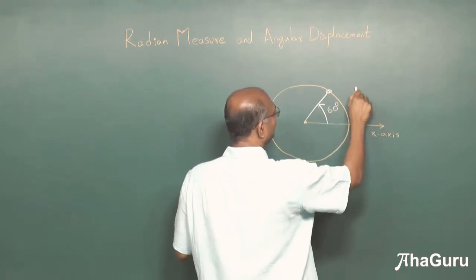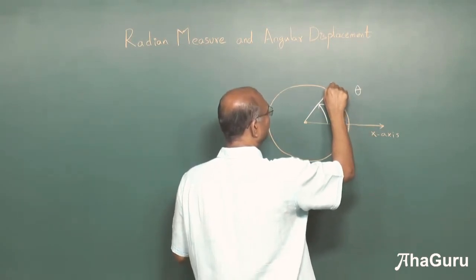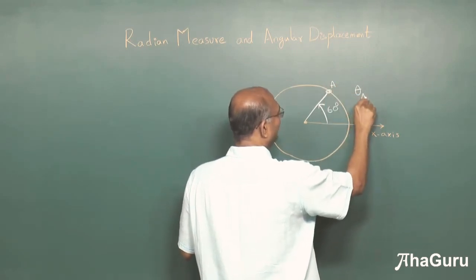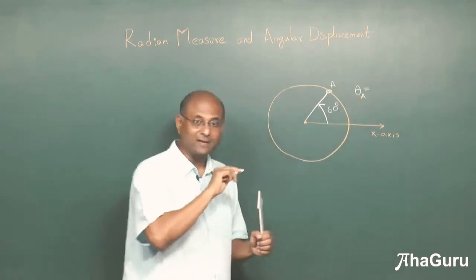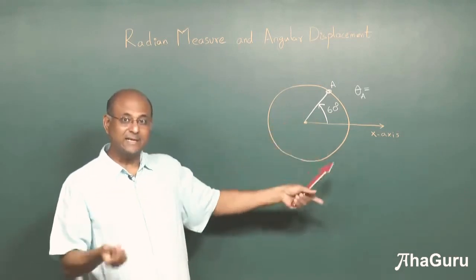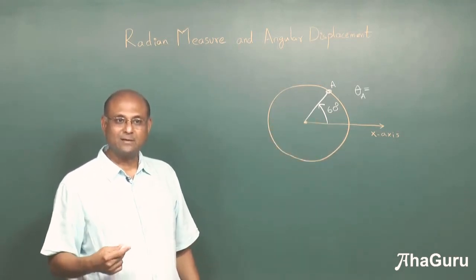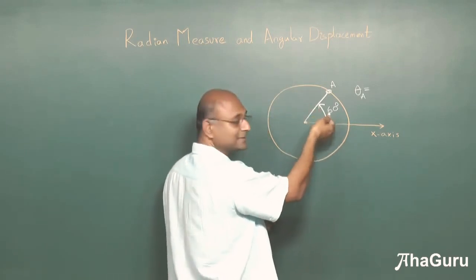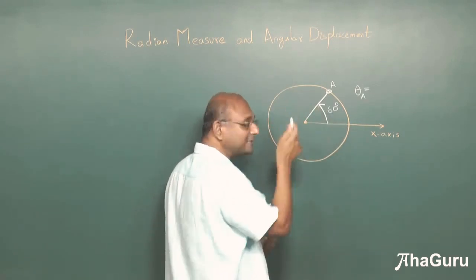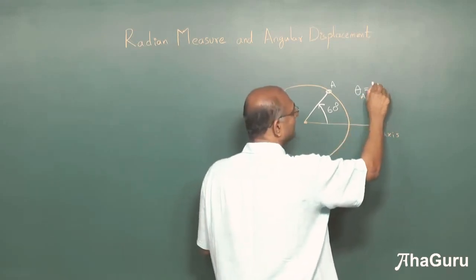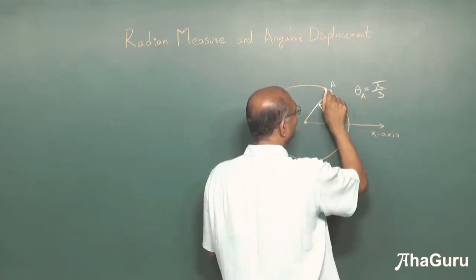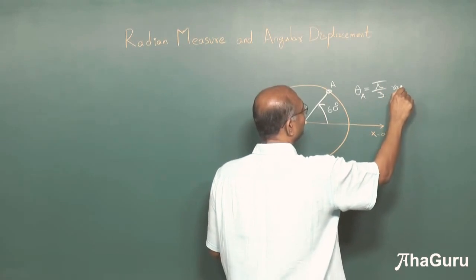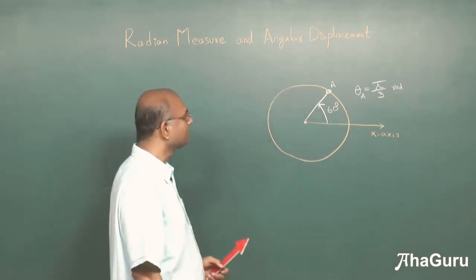Suppose I call this point A, the angular position of A is 60 degrees, but instead of using degrees, we'll use the radian measure. You know, 180 degrees is pi, 2 pi is 360, so 60 would be pi by 3. So we'll say the angular position of A is pi by 3 radians.